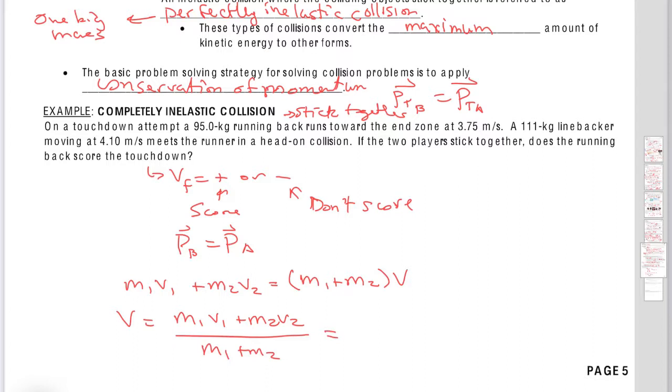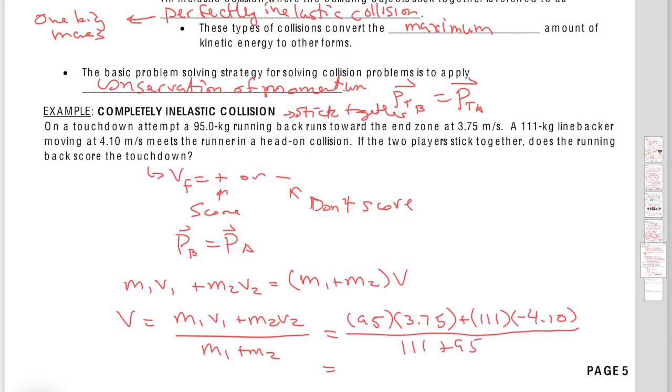Now, one thing to note is that the velocities are going to be in opposite directions, so one has to be negative. So 95 times 3.75 plus 111 times negative 4.10, and then you divide by 111 plus 95. You're going to find that you get a velocity of negative 0.480 meters per second, which means the running back does not score the touchdown, because our velocity ended up being negative.